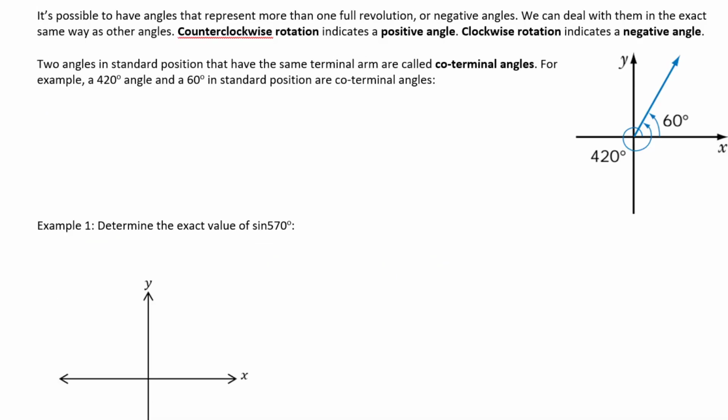It's also possible to have angles that represent more than one full revolution or negative angles. We can deal with them in the exact same way as other angles. So counterclockwise rotation, as we said previously, indicates a positive angle. So when you go counterclockwise from the positive x-axis, you have a positive angle. If you were to do clockwise rotation, okay, so if I was to go clockwise from the positive x-axis, that would be a negative angle. Oh, that's off the screen, so negative angle right there.